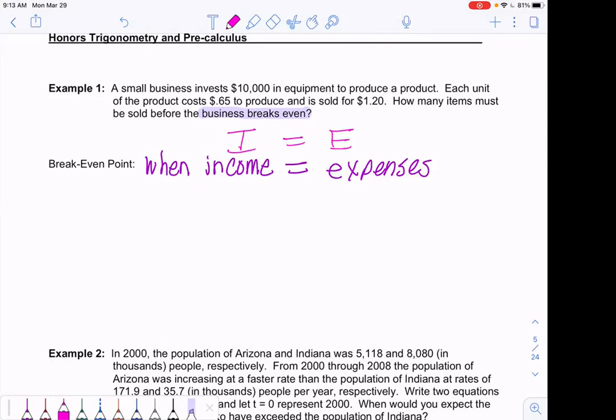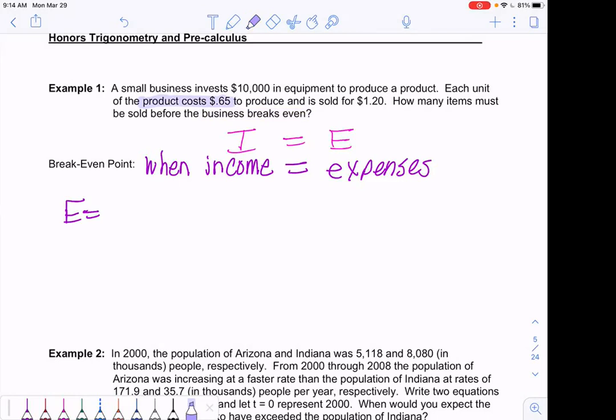So if you read through the question again, what would our expenses be? So Jack said the $10,000, but there's more expenses than just $10,000. Peter, what other expenses do we have? 65 cents per unit, yeah. So each unit costs 65 cents to produce. So besides spending that 10,000 bucks, you still have other costs associated with this product that we're making.